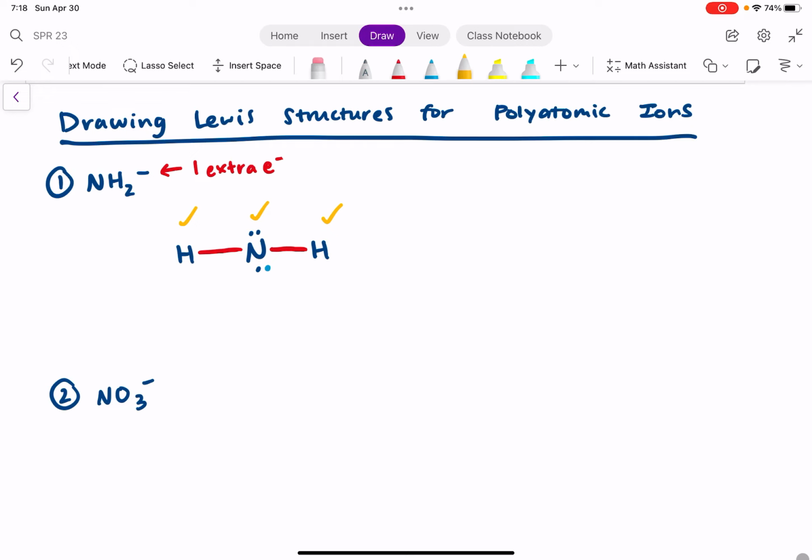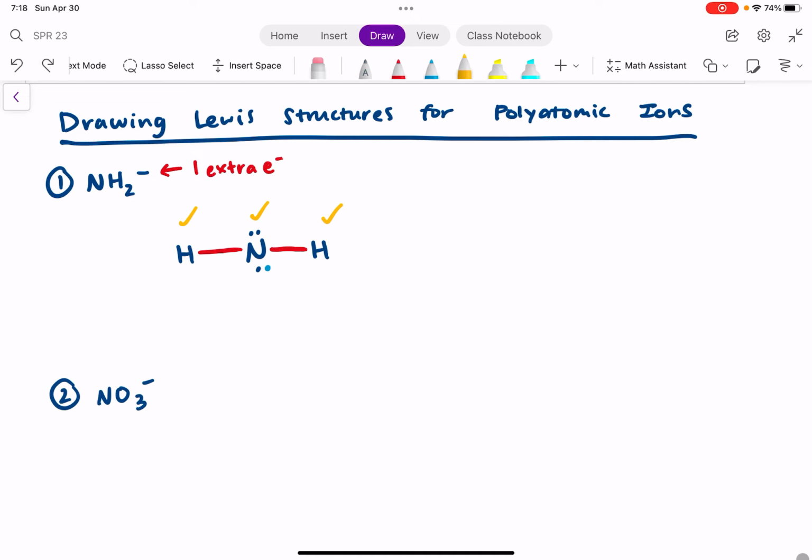Why was it allowed for me to put an electron there? Did it just come from nowhere? No, the only reason I was allowed to do that is because I had that negative charge on my polyatomic ion. You can't just add electrons out of nowhere. Remember the law of conservation of matter. We don't just have an electron out of thin air.